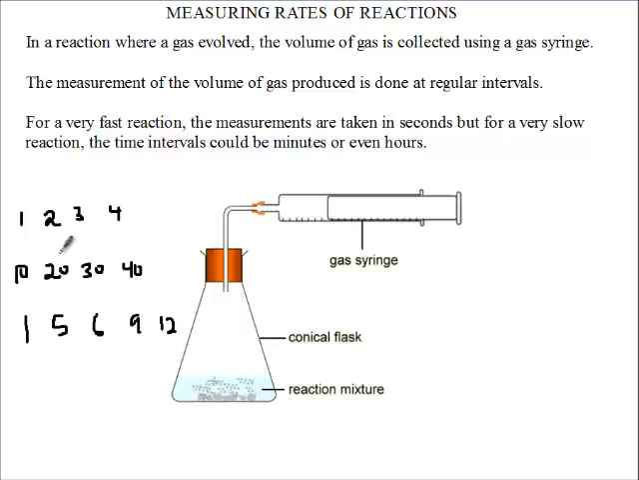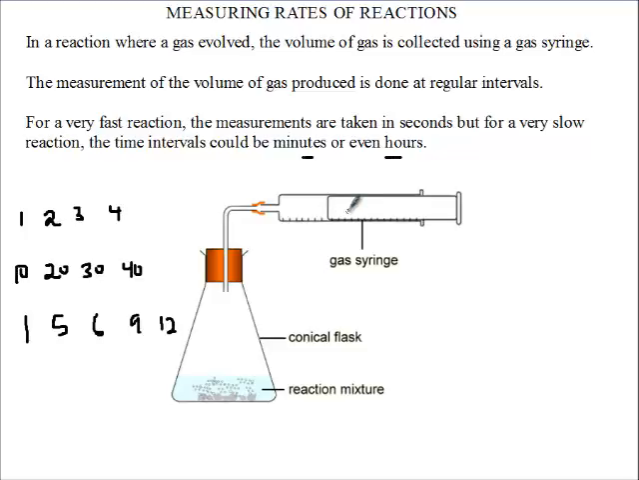Now for a very fast reaction, the measurement is taken in seconds because it is very fast. The gases will be produced very fast. But for a very slow reaction, which could take hours, some could even take days, you could measure in hours or minutes. Your intervals should be in hours or minutes. So we can say for every 1 hour, you check the volume of gas produced. For every 30 minutes, you can also check the volume of gas produced.